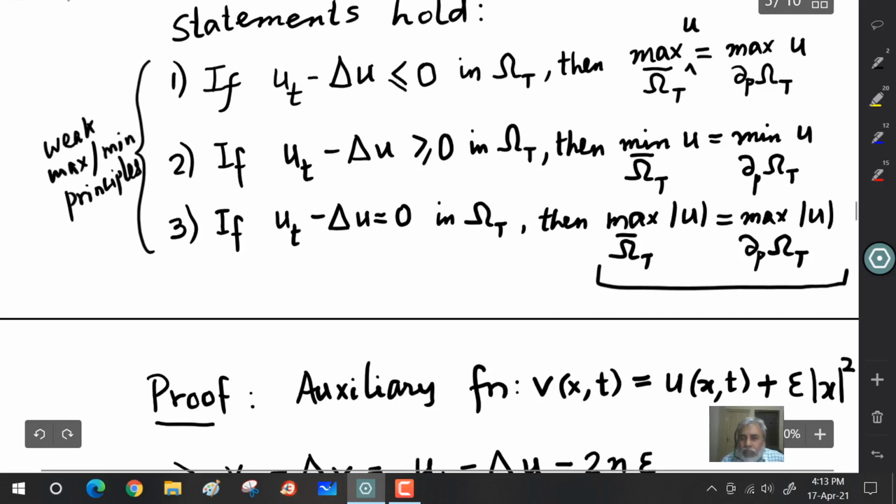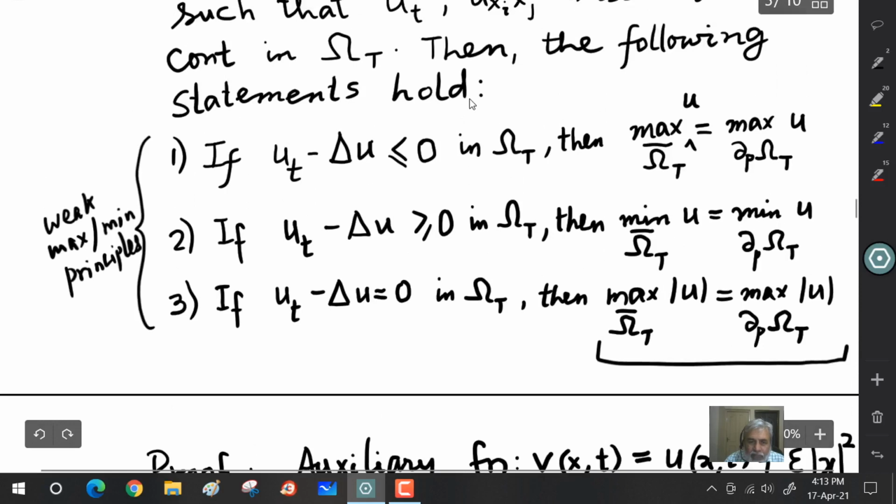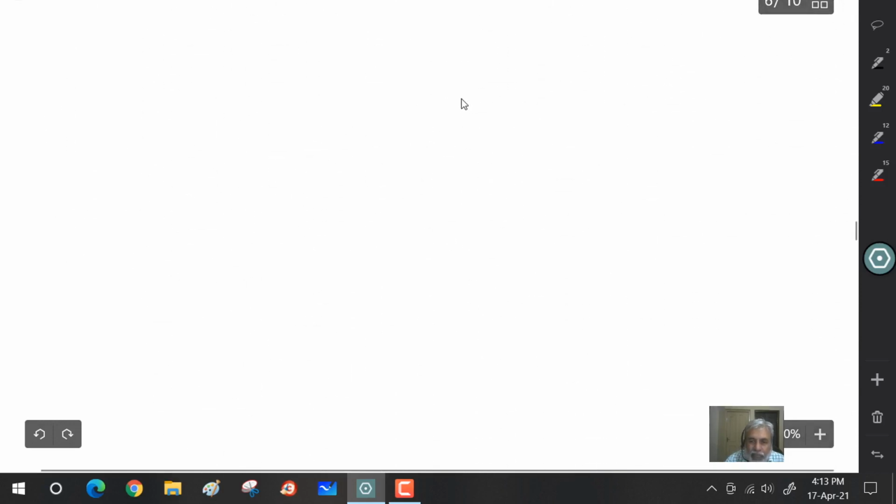The importance of this statement is that the maximum of u certainly occurs on the parabolic boundary, but it does not rule out the occurrence of the maximum in the interior. That's why it is weak. The strong maximum principle concerns what happens if the maximum occurs at an interior point. If you compare this, for example, with harmonic functions, we also saw that. Let me just write it somewhere here.